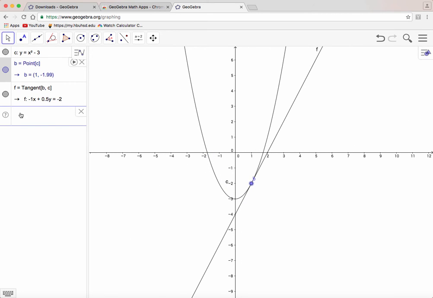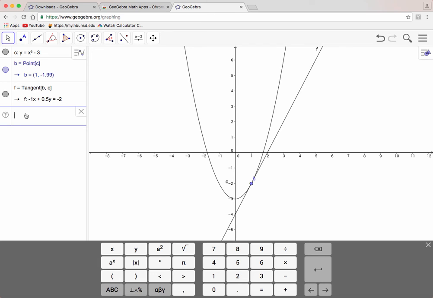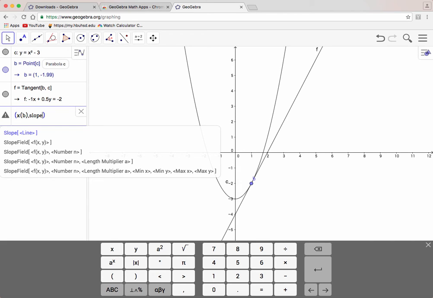So let's do that now. So here is the important part. Now we're going to create a point, an ordered pair, that has the same x-coordinate as the point B does. So it's got the same x-coordinate as the original graph. But the y-coordinate is going to be the slope of that tangent line.